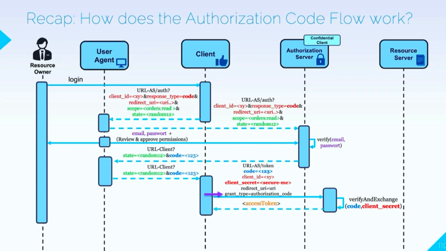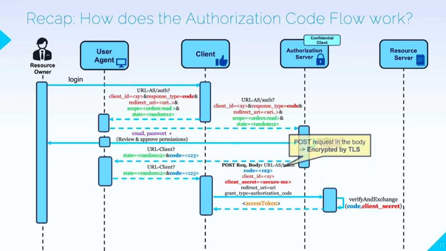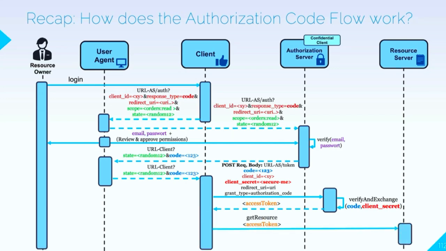If everything is valid, the server responds with an access token and possibly a refresh token, depending on the server configuration. A key difference from the implicit flow is that the client sends the authorization code and client secret securely through a POST request, which is encrypted by TLS, and receives the tokens securely. In contrast, the implicit flow sends the access token in plain text via the URL. Finally, the client uses the access token to access resources on behalf of the resource owner from the resource server. The resource server validates the access token and, if valid, provides the requested resources to the client, completing the flow.